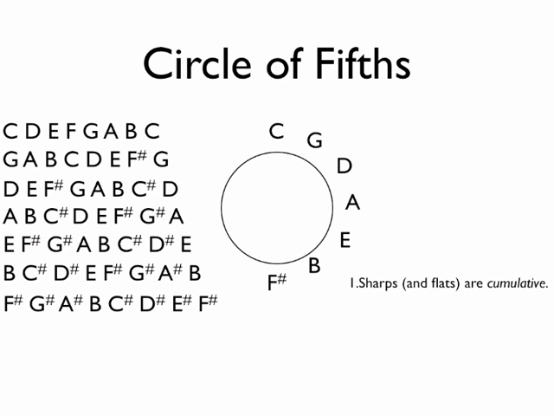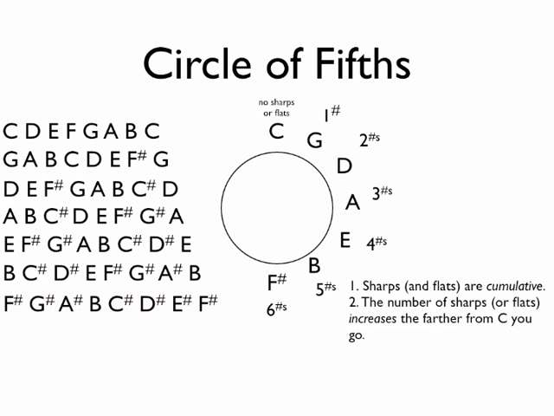So because the sharps are cumulative, each successive key has one more sharp than the one that came before it. So key of C has no sharps, no flats. The key of G has one sharp. D has two sharps. A has three sharps. E has four. B has five. F sharp has six sharps. So the second thing I want you to know there is that the number of sharps increases the farther from C that you get.